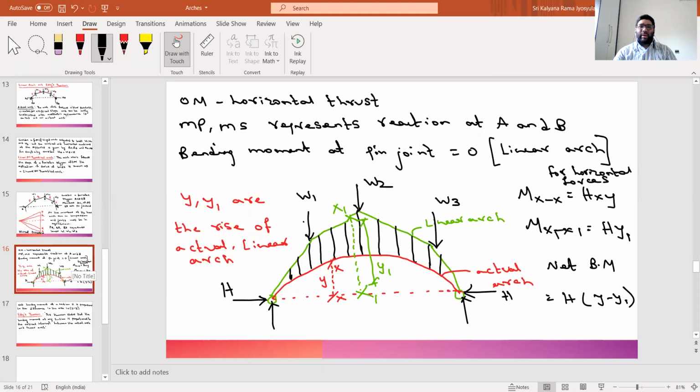So the next topic would be analysis of three hinged arches. Okay.